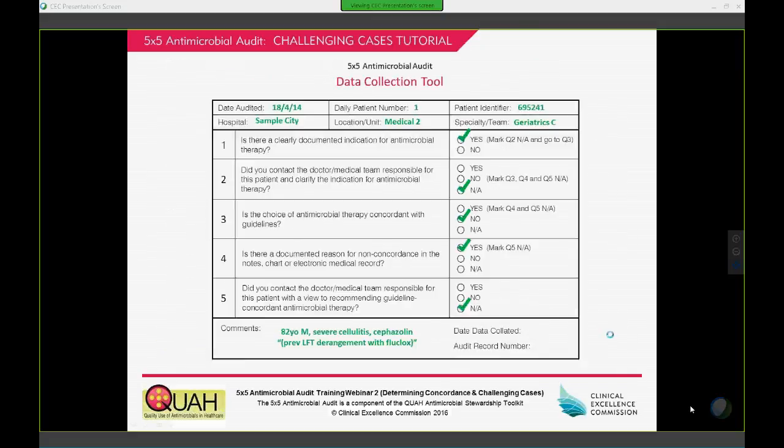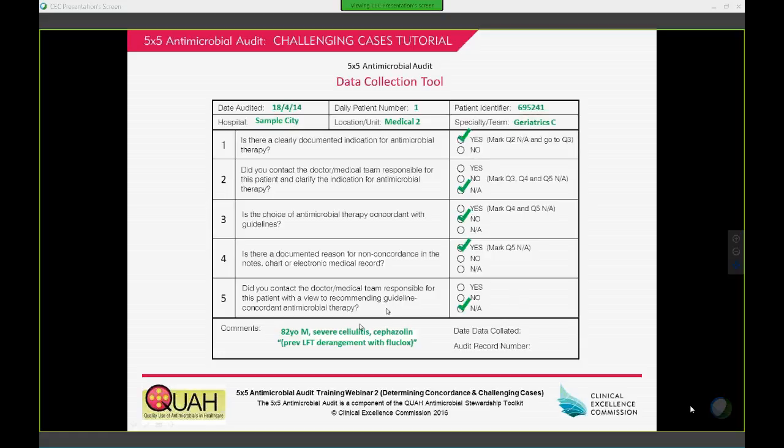So this is what we would envisage the data collection form to look like for our patient. We've collected our basic information up the top. We've said yes, there was a clearly documented indication for question 1, and then we mark question 2 as not applicable. The choice of antimicrobial therapy was not concordant with guidelines, but we have said yes to question 4 because there was a documented reason for non-concordance. And then question 5 is not applicable as well.